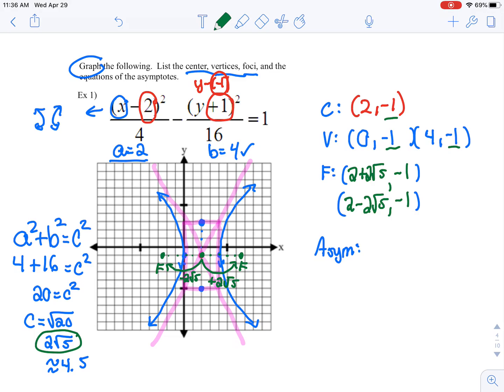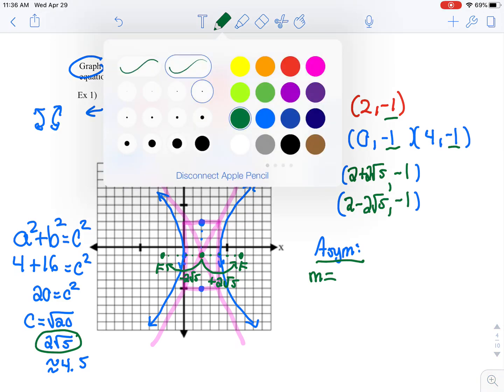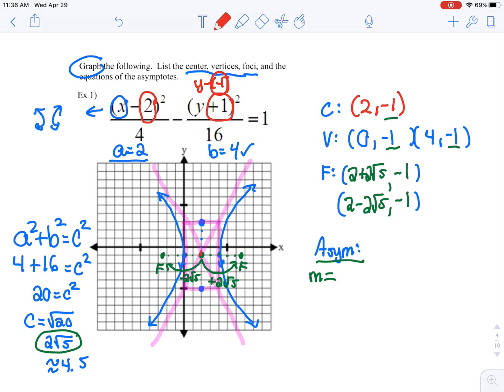As for the asymptotes, I'm going to first need to know the slope of my lines. If we think about the distances that we went, remember that we went up 4 units and we went right 2 units. So the slope is 4 over 2, or simply 2. And the slope of this one is negative 2. So I could say my slope is positive or negative 2. We also know that this graph went through the center point.